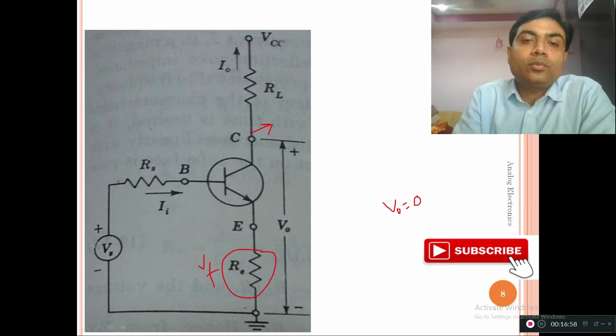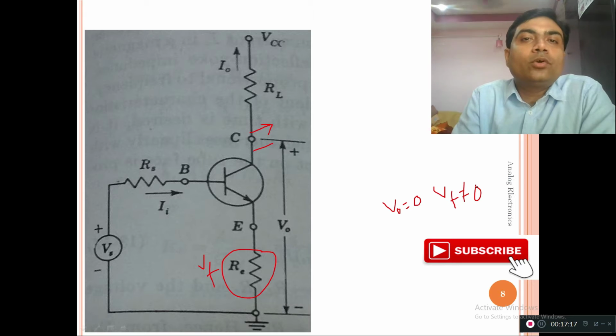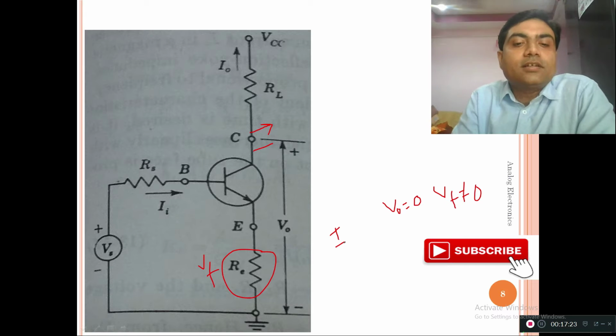If I make VO equal to 0, will there be any change in the circuitry in terms of feedback? No, there will not be any change, because we are taking the output from the collector terminal and we are providing the feedback at the emitter side. So by making VO equal to 0, VF is not going to be 0. So this is not voltage sampling. This is obviously current sampling.